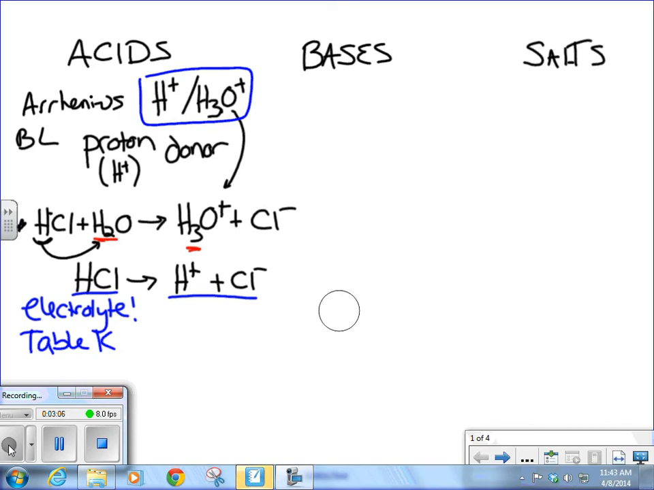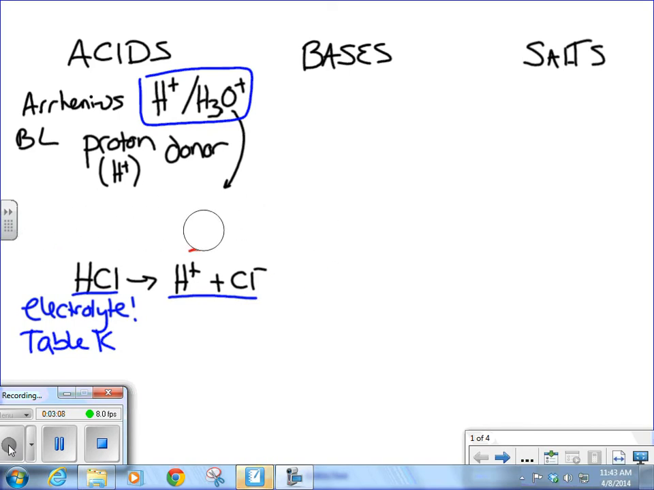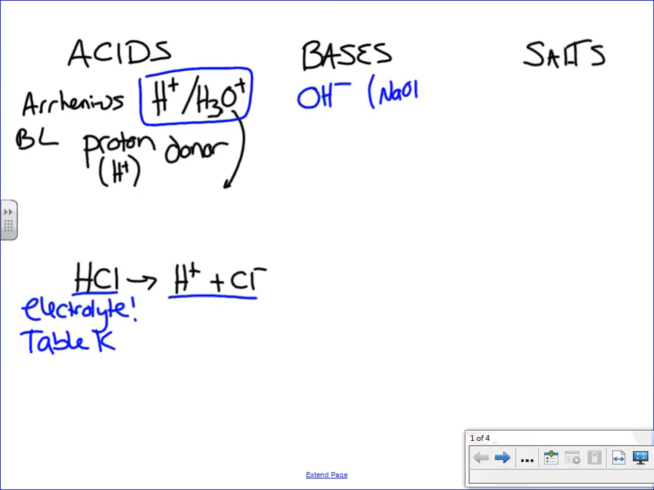Okay? Bases. An Arrhenius base produces OH minus ions as the only negative ion in solution. It's going to give you an OH minus. So something like NaOH is an Arrhenius base. LiOH is an Arrhenius base. Okay? Remember, CH3OH is not a base. Anytime you have OH with carbons and hydrogens in front of it, it's not a base.